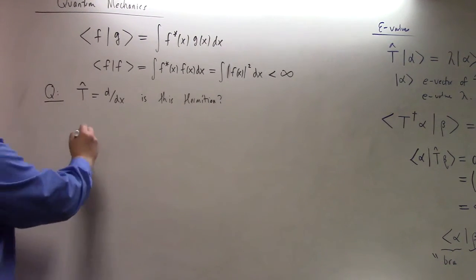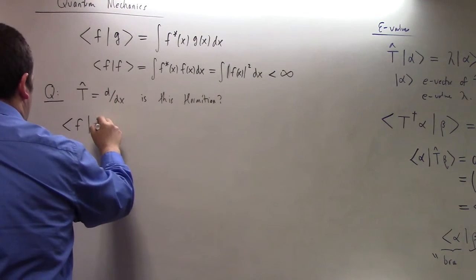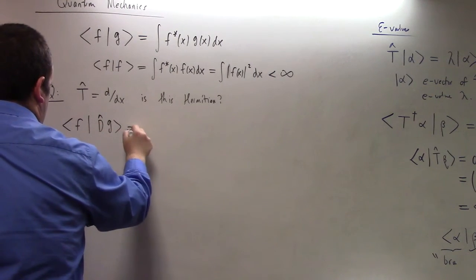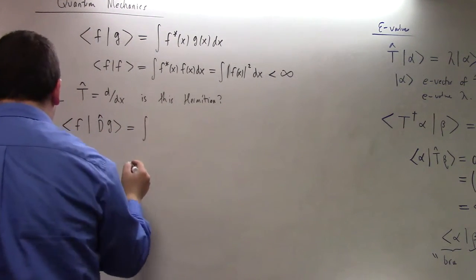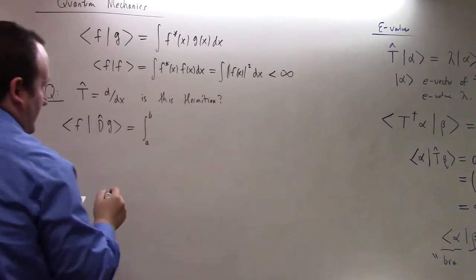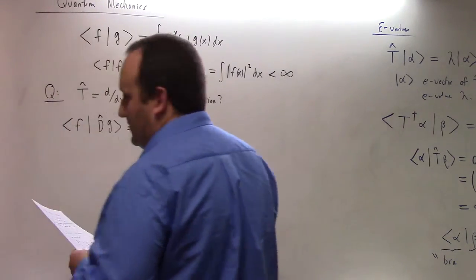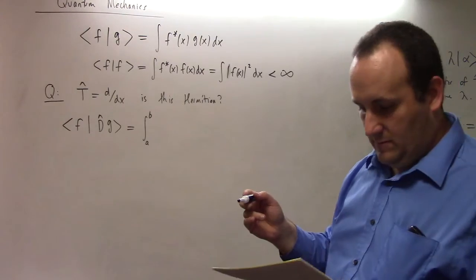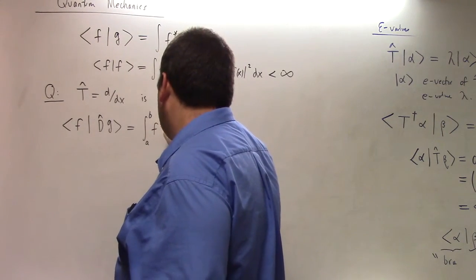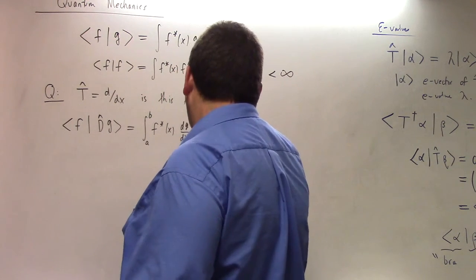All right, so let's calculate it. So we look at f, some function, and then the differentiation operator acting on g. Actually, I'm going to be more specific. Say it's the integral from a to b. We'll focus our attention here on some closed interval, although I suppose we could take a going to minus infinity and b going to infinity, if you like. And so this, by definition, is the integral of f star of x dg dx dx, right?